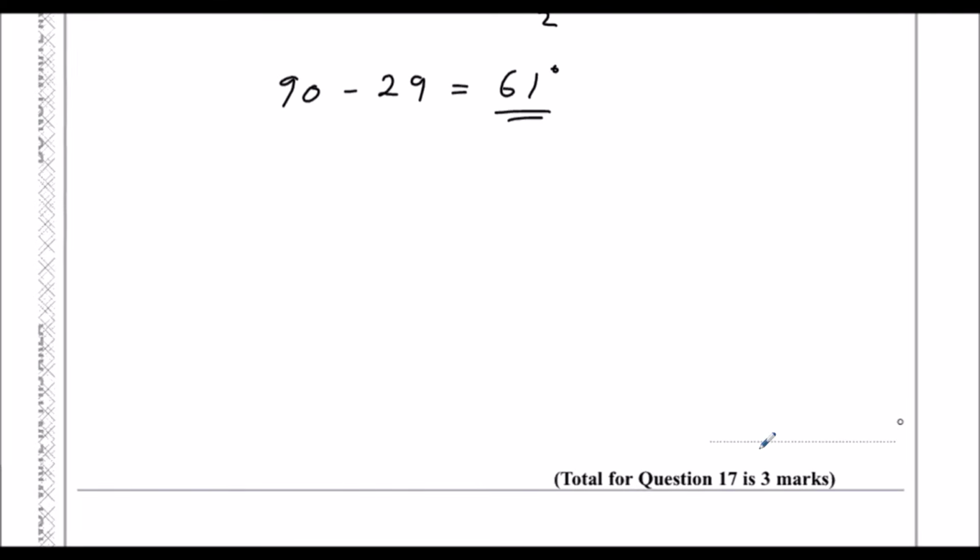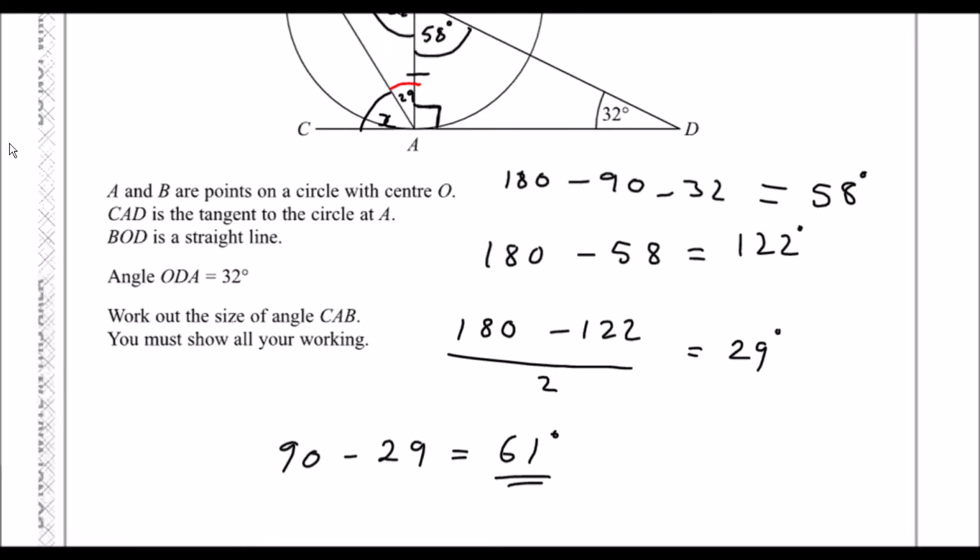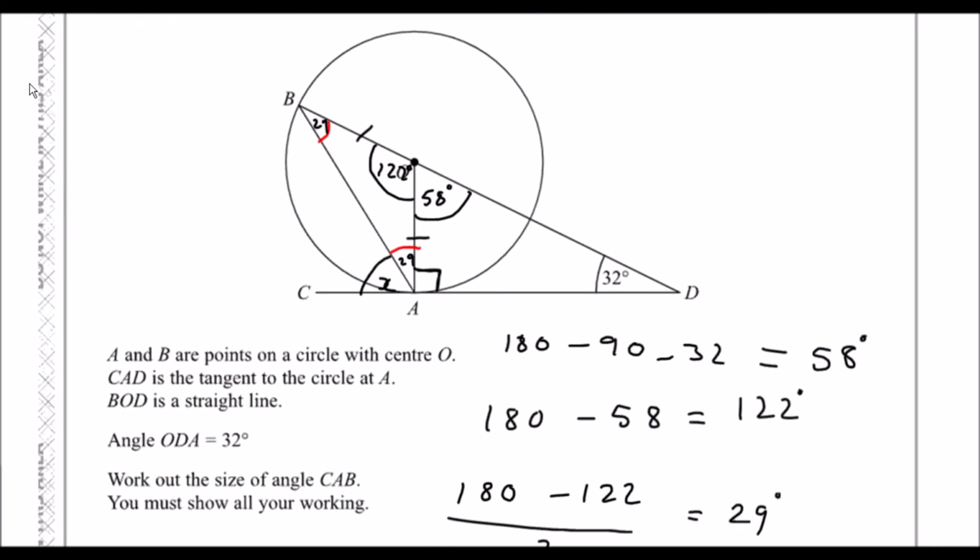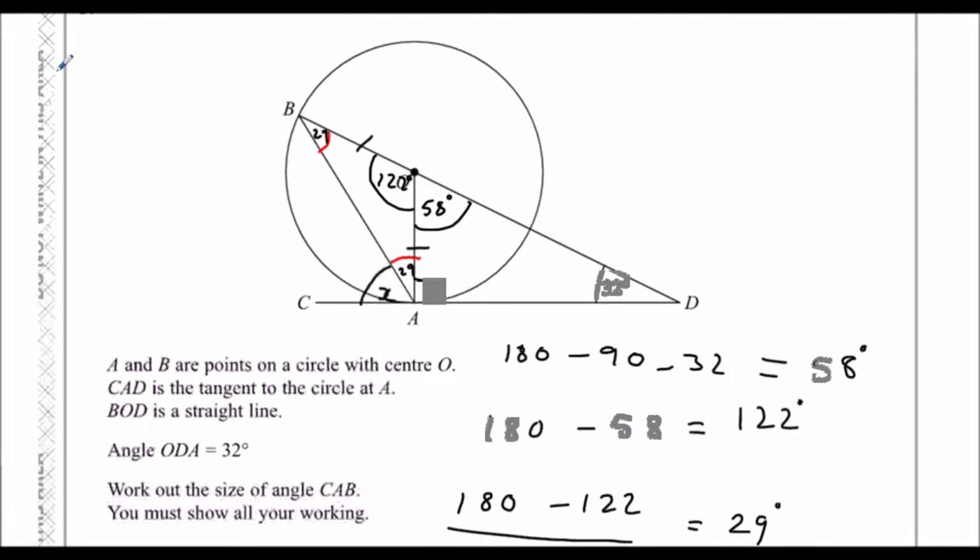So the answer is 61 degrees. We weren't asked to give reasons for each stage of our working, but sometimes in these questions you can be. So we would have had to say that the tangent meets a radius at 90 degrees.